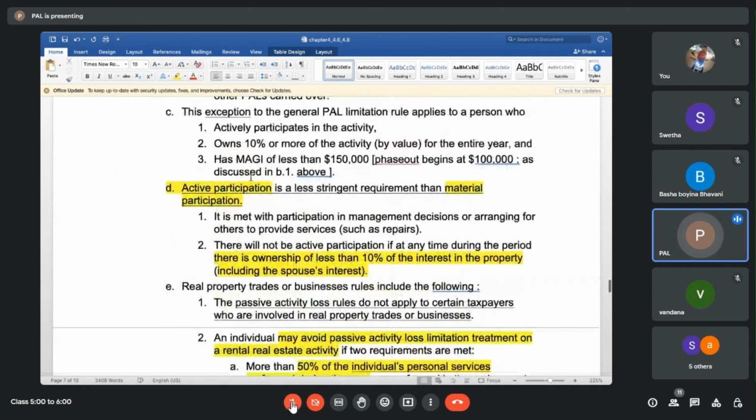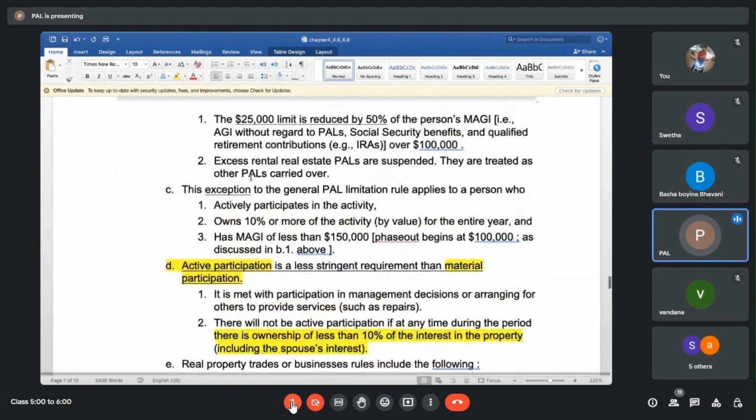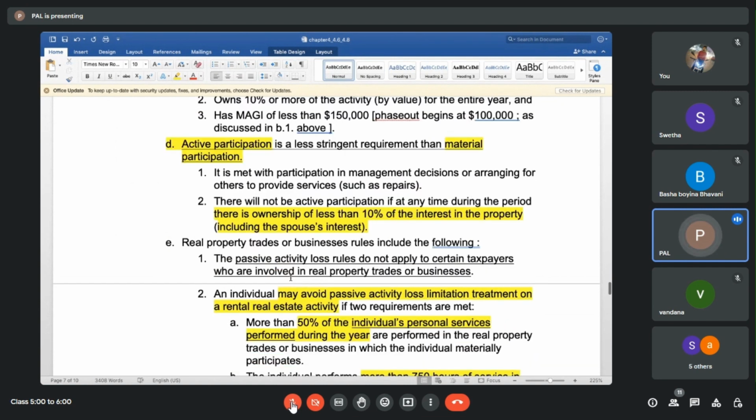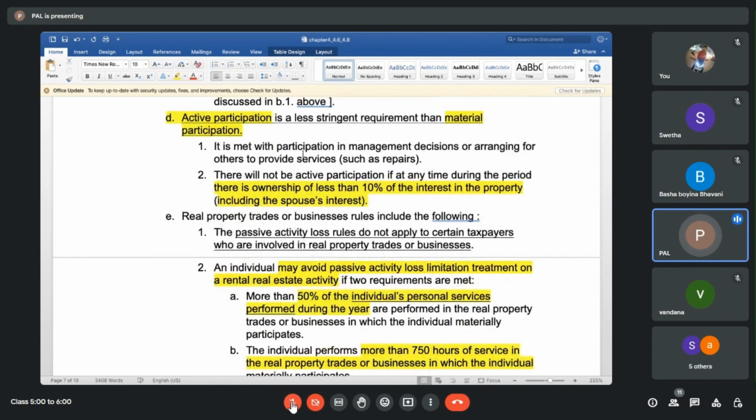Now we'll see what active participation is. Right now we saw what material participation is. There is a difference between the two. Active participation is a less stringent requirement than material participation. There will not be active participation if the ownership is less than 10%, including the spouse's interest. So if the husband owns 5% and the wife owns 7%, adding both they cross 10%, so we can say they are actively participating.